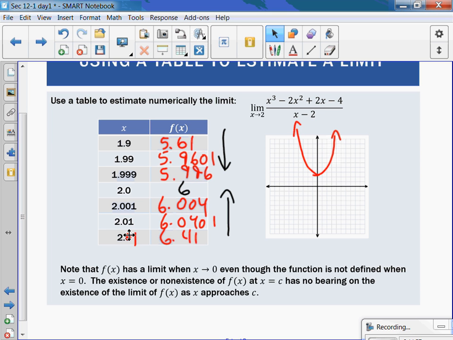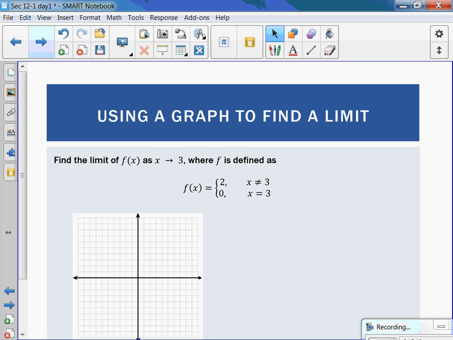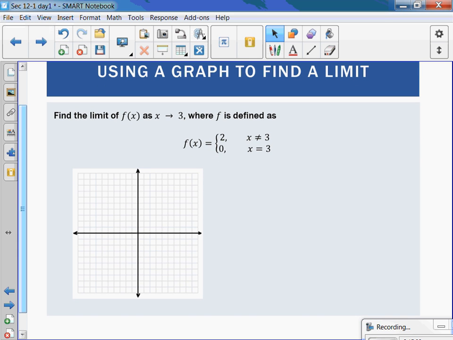So again, it does not matter whatsoever if that point exists. It's where is my graph going? Where is my function approaching? We could take a look at the functions and graph them to determine what my particular limit is. What type of function do I have? What type of graph do I have?